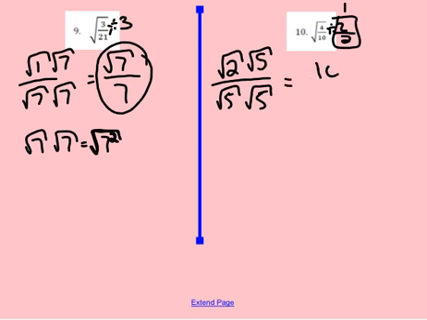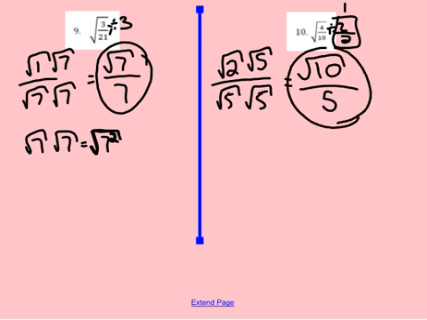2 times 5 is 10. Keep it under the square root. 5 times 5, 25. Square root is 5. I'm telling you, square root 5 times square root 5 is 5. Every stinking time. Alright, moving on.